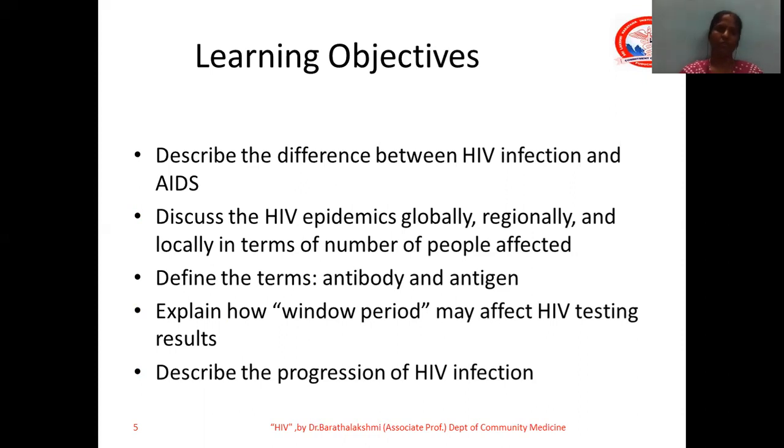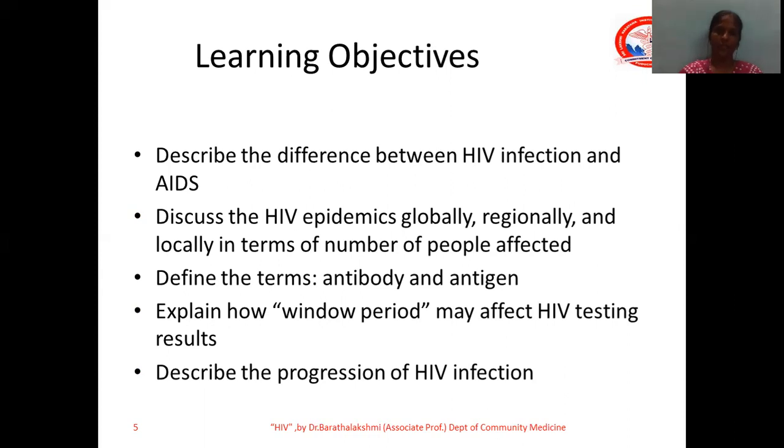So actually, on an average, every individual has a CD4 count of between 800 to 1200. So this CD4 count is for a normal individual. The normal count in a healthy individual can range from 800 to 1200. So what happens in an HIV infected individual?